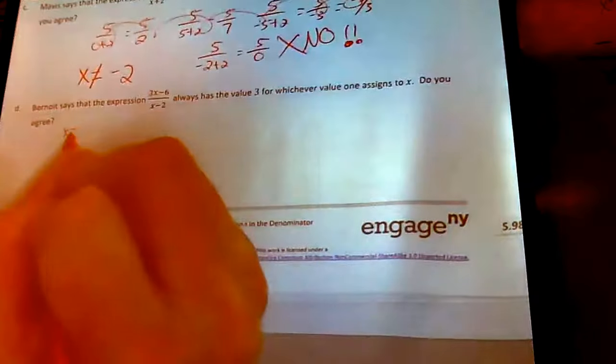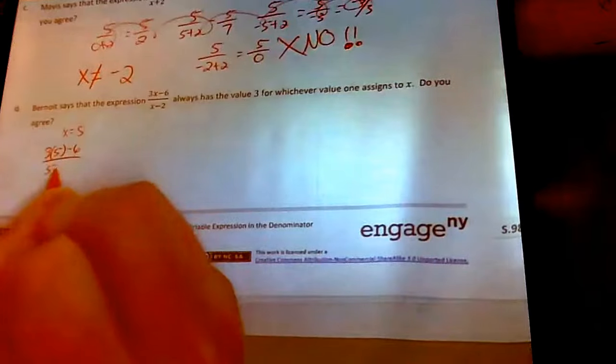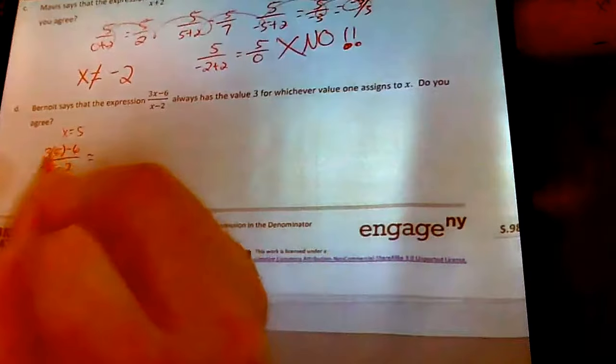So if we say x equals 5, that would be 3 times 5 minus 6 over 5 minus 2. 15 minus 6 is 9. 5 minus 2 is 3. 9 divided by 3, it's 3. Try 0.